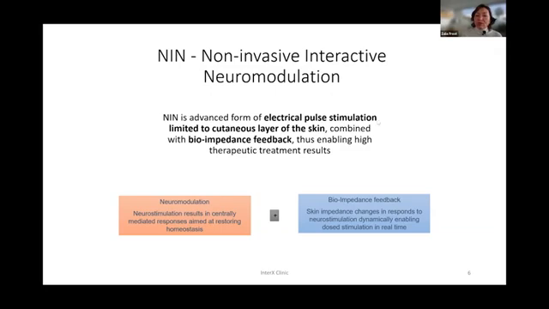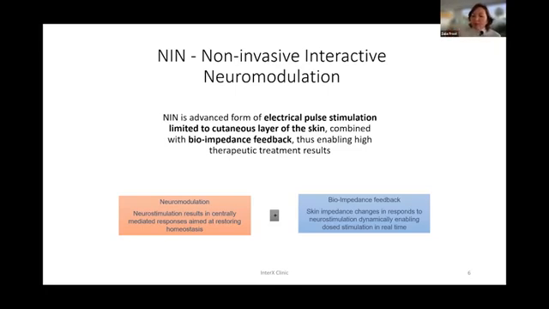Okay, so the second concept is bioimpedance feedback. But what is bioimpedance feedback? So we understand that the skin has electrical properties as well as any other parts of the body. And when your skin impedes the electrical current which you apply to the surface of the skin, but at different places, it impedes differently. And this skin impedance changes in response to neurostimulation.